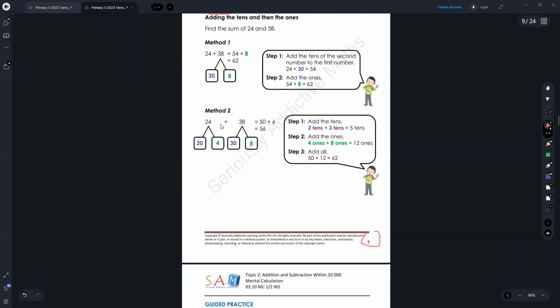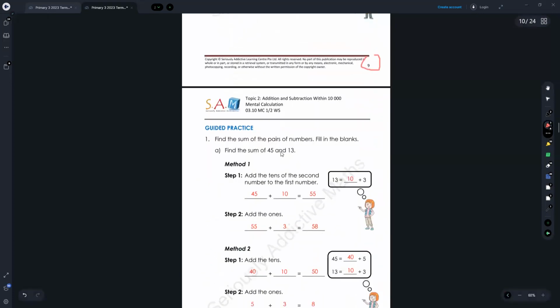Method 2 is just to add the tens first. 30 plus 20 equals 50. 4 plus 8 equals 12. That's actually a very good way as well. So 20 plus 30 equals 50. 4 plus 8, you get 12. So you get 50 plus 12 equals 62. In fact, method 2 is quite easy.